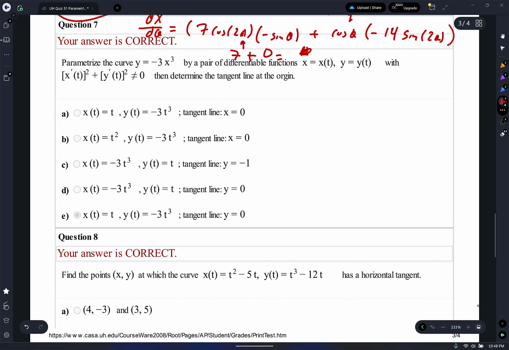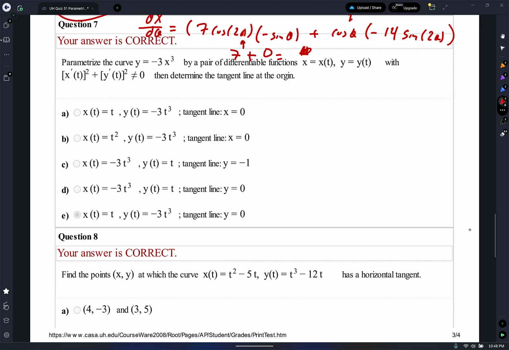Next question. Question 7. Parametrize the curve y equals negative 3x cubed by a pair of differentiable functions, to determine the tangent line at the origin. Okay, you actually don't need to do any real math, or at least not much. Notice they already tell you what the curve is, and they're telling you that the derivative squared plus the derivative of that squared does not equal 0. Then determine the line tangent at the origin.